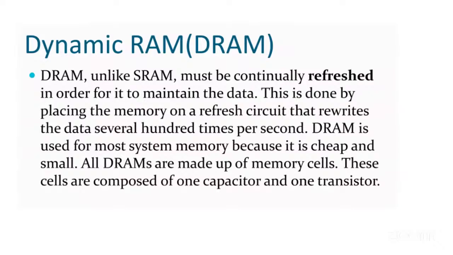And coming to dynamic RAM, DRAM, unlike SRAM, must be continuously refreshed in order to maintain the data. This is done by placing the memory on a refresh circuit that rewrites the data several hundred times per second. DRAM is used for most system memory because it is cheap and small. All DRAMs are made up of memory cells. These cells are composed of one capacitor and one transistor.